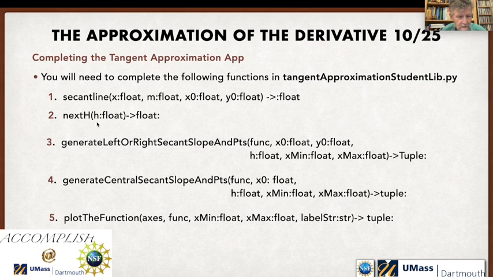Now, I just want to point out that functions 3 and 4 don't actually plot the secant, rather they actually calculate or generate the values necessary to plot the secant. And that's what both of these do. On the other hand, plot the function actually plots the test function func over the domain from xmin to xmax and uses the label string to label the plot of the function.